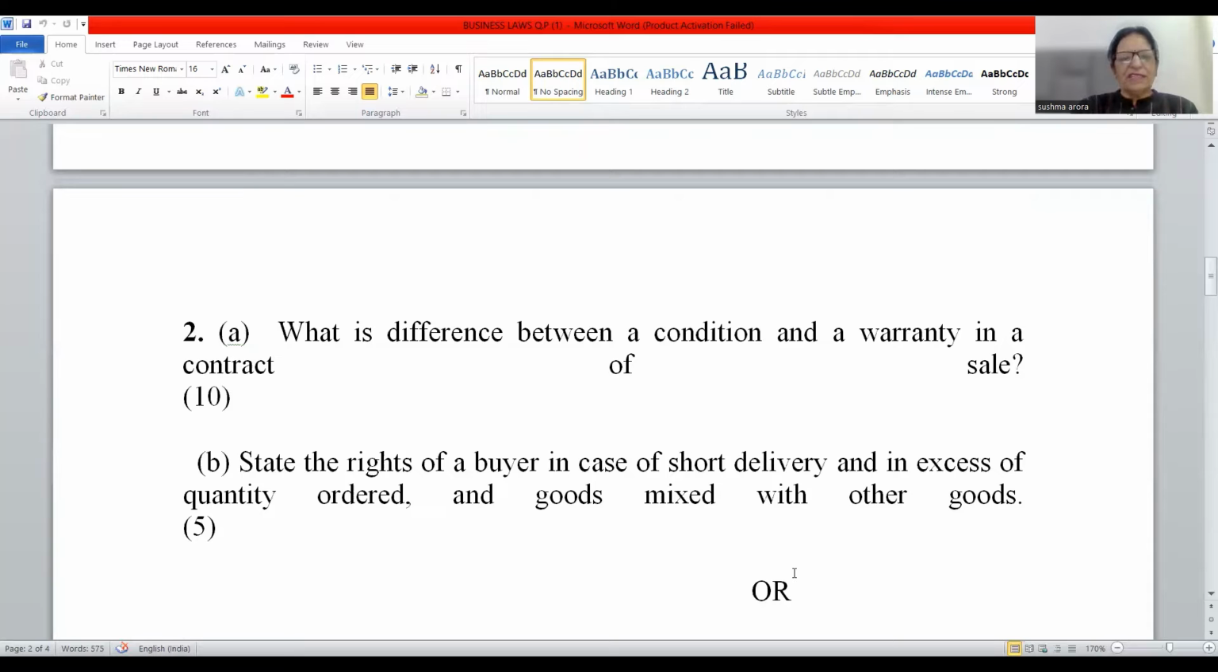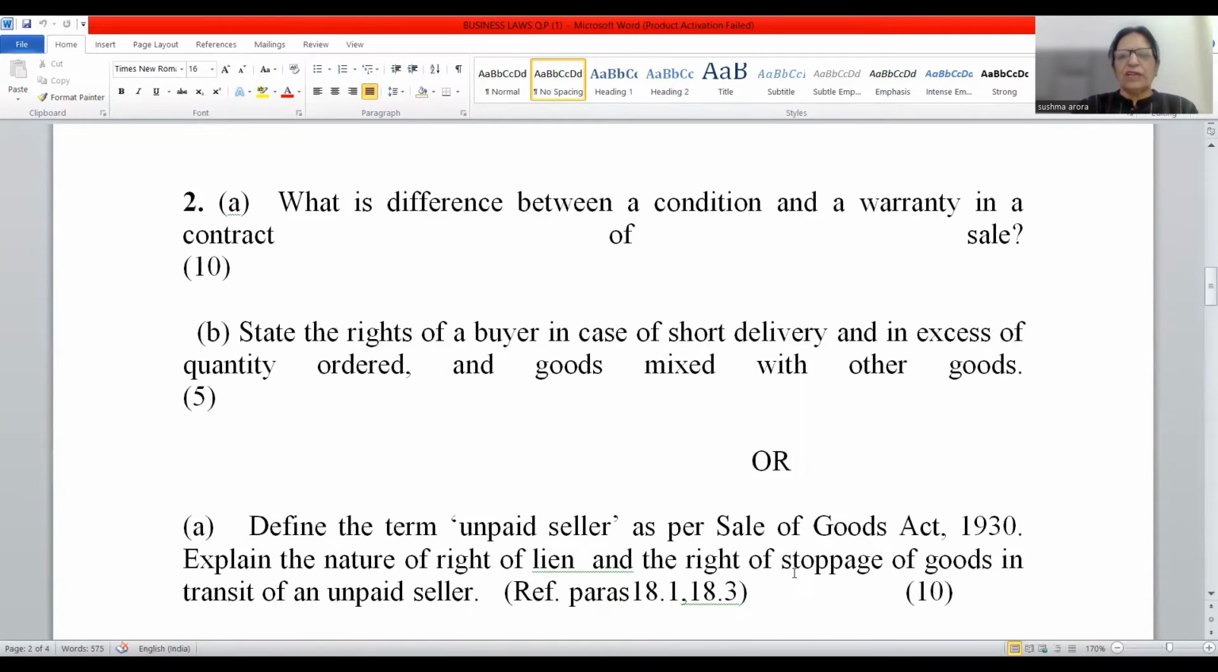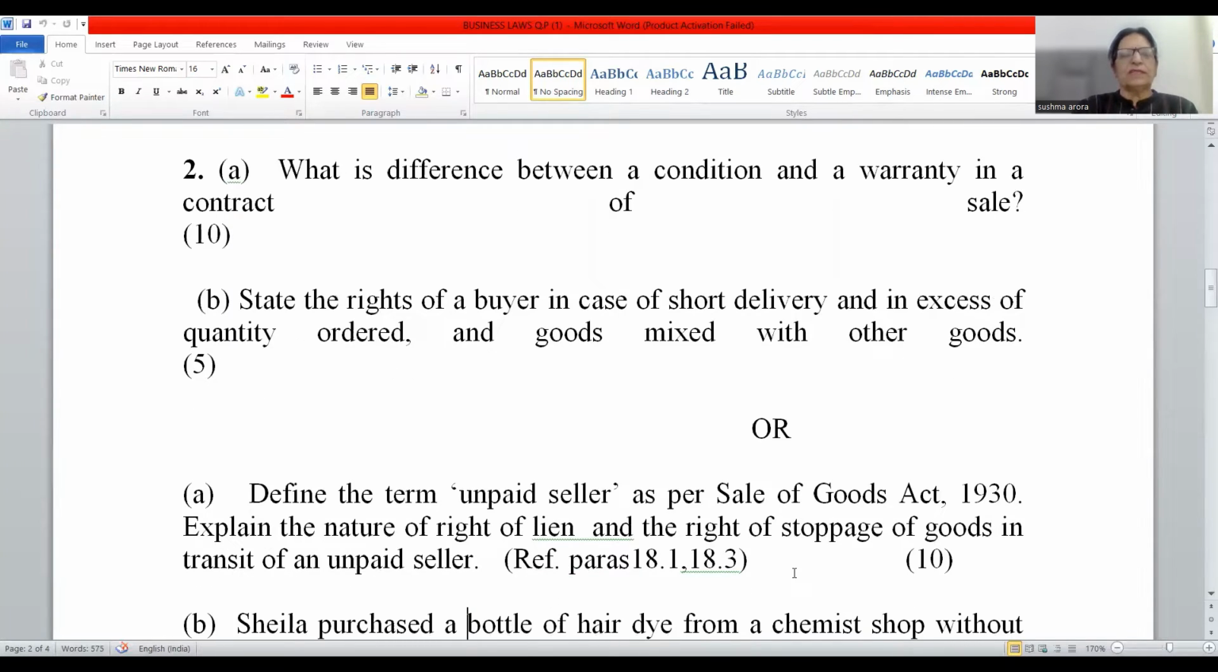Okay, and then friends, state the rights of buyer in case of short delivery and in excess quantity ordered or goods mixed with other goods. Now, friends, in the chapter performance of contract of sale, that is from the Sale of Goods Act 1930, there are certain rules pertaining to delivery of goods. They are given in that chapter, and one of the points is defective delivery of goods. Defective delivery of the goods may be of three types: short delivery, excess delivery, and mixed delivery.